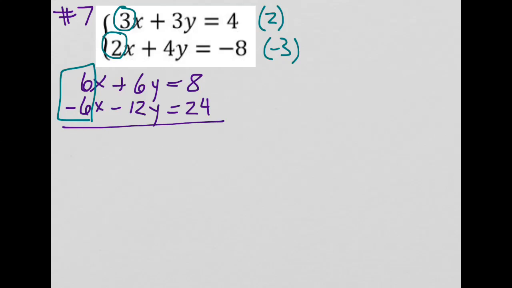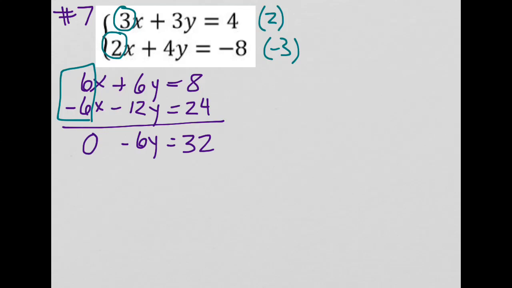Now I'm going to go ahead and add these two equations together. 6x plus negative 6x is 0. That was my goal. Yay! 6y minus 12y is negative 6y. And 8 plus 24 is 32.